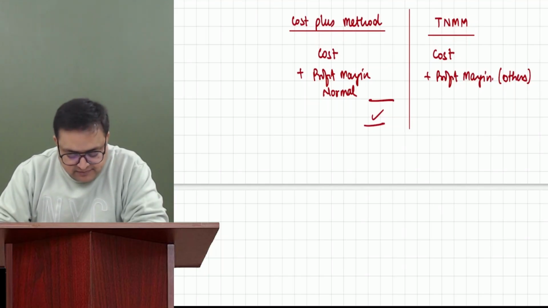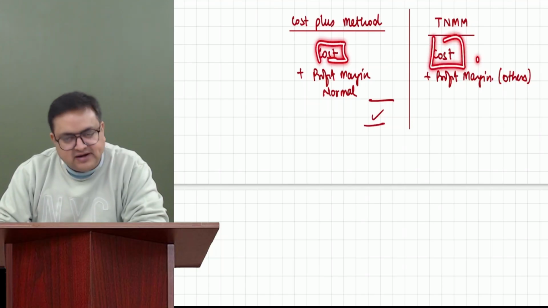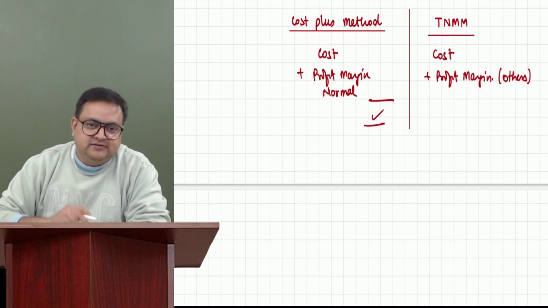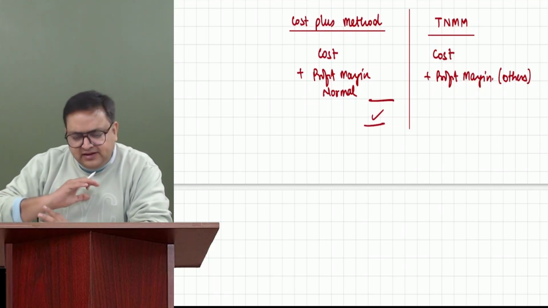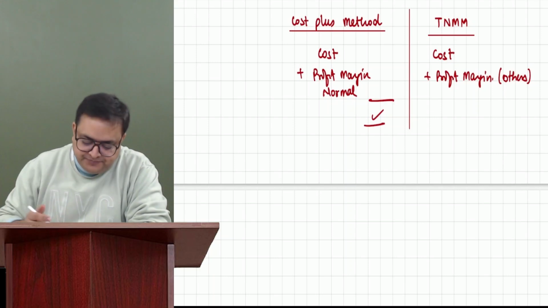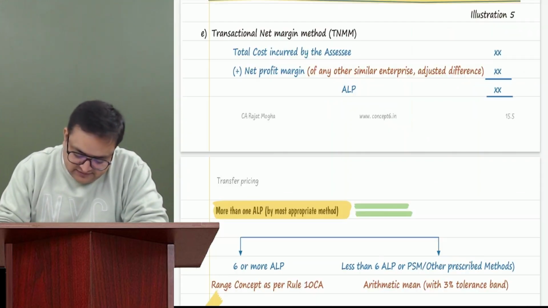So here the starting is the same. We will start with the cost, but here we will take the profit margin of other enterprises, right? If there is some other company in our industry, we can take the profit margin of them as well. So it is written over there.